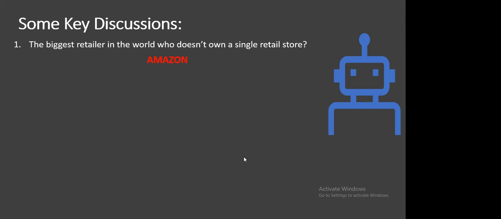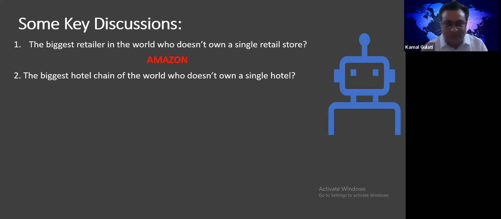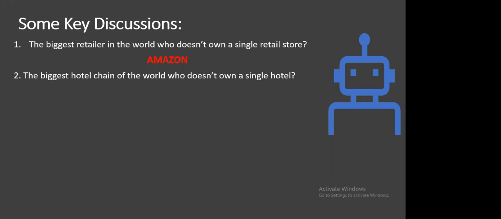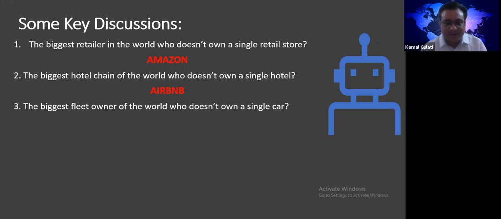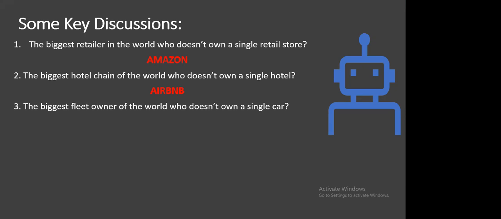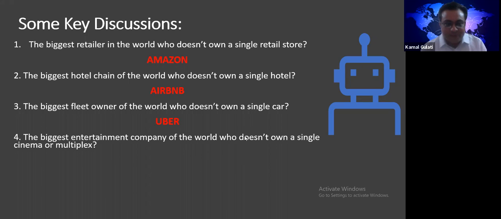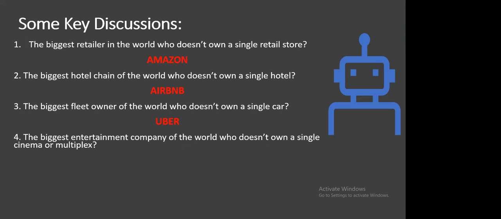Amazon. Exactly. Very nice. Second one, what is the biggest hotel chain of the world who does not own a single hotel? Airbnb. Oh, very nice. You are all excellent. Third one, the biggest fleet owner of the world who does not own a single car. Uber. Very nice. Oh, you are all an excellent audience today. The biggest entertainment company in the world who does not own a single cinema or multiplex. You watch daily. YouTube. Oh, excellent.